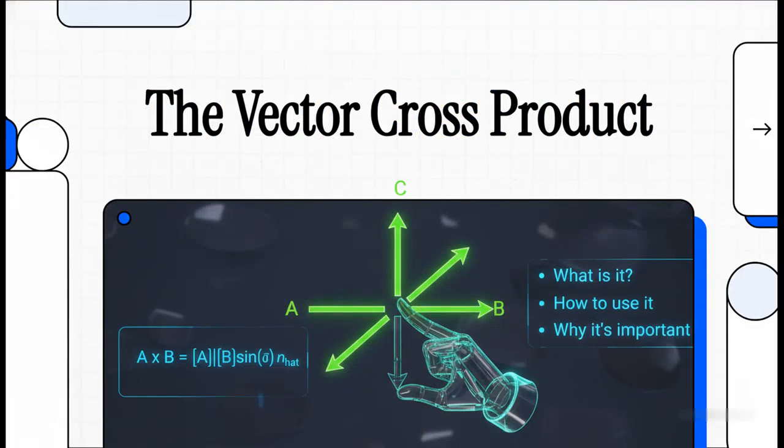All right, let's really get into it. Today, we're going to break down the vector cross product. It's a super important tool in physics, in engineering, you name it. We're going to look at what it is, how you actually use it, and why it matters so much.